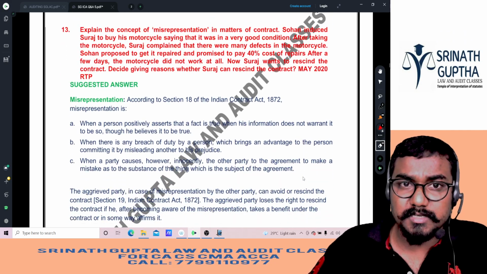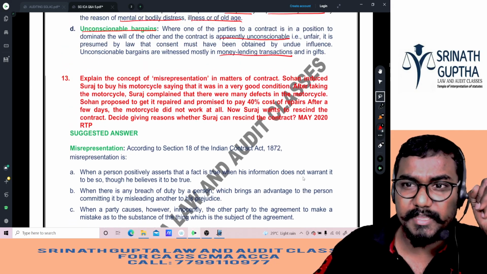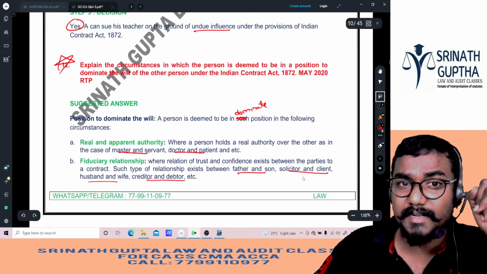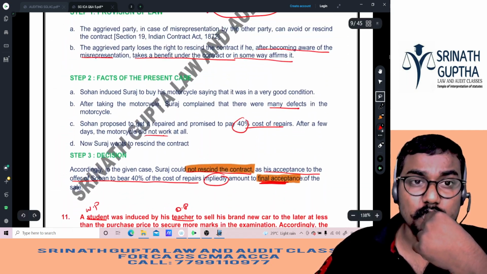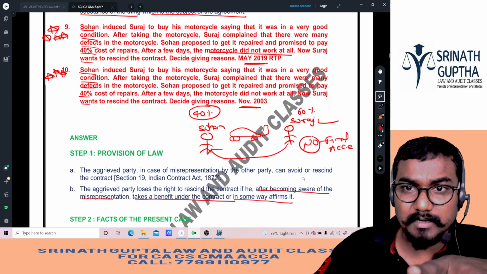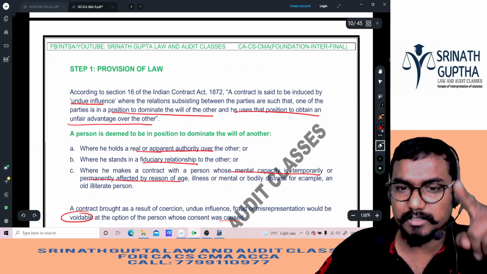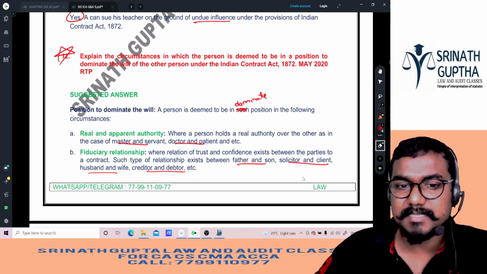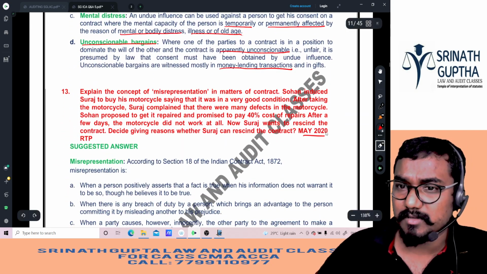Next, the same question is asking the meaning of misrepresentation, and the Suraj case for the third time. Same case law. Sohan and Suraj, right beta? It was asked in 2003, May 2019, and 2003. Again the same question beta. If you are observing, the same questions are repeating.